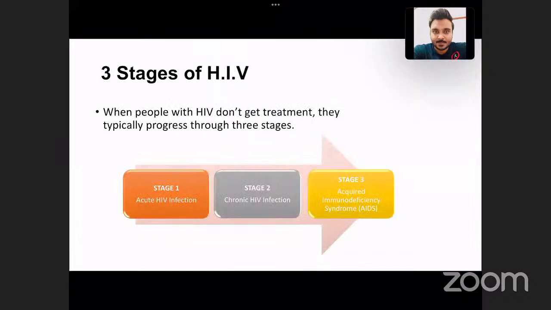So what are the stages of HIV? There are usually three stages. When people with HIV don't get treatment, they typically progress through these three stages. The first stage is acute, the second is chronic, and the third one is what we call AIDS, acquired immunodeficiency syndrome.